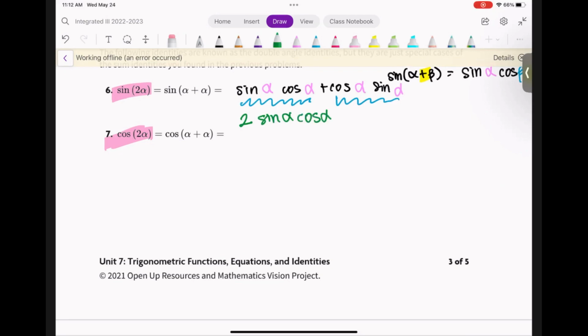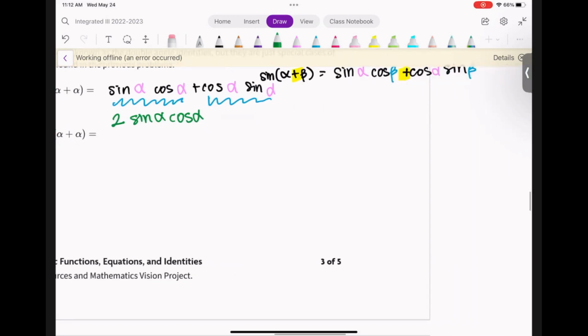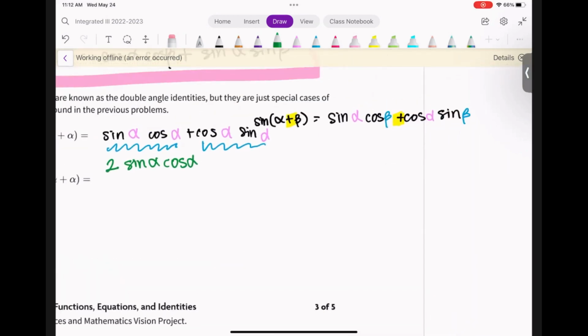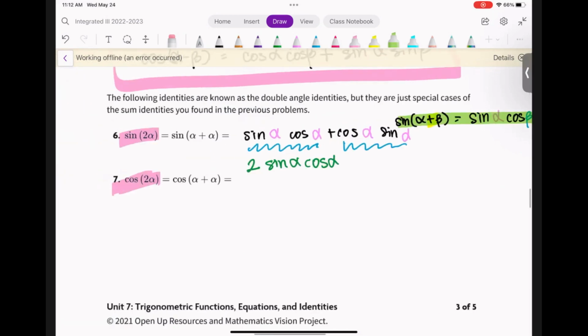Let that sink in for just a second. Sine cosine plus cosine sine. Hey, Miss Johnson, how come it didn't work for the identity that you initially wrote down for us? This one up here. How come it didn't work for that one? Because your alpha and beta were different. So 2 sine cosine is your double angle formula.